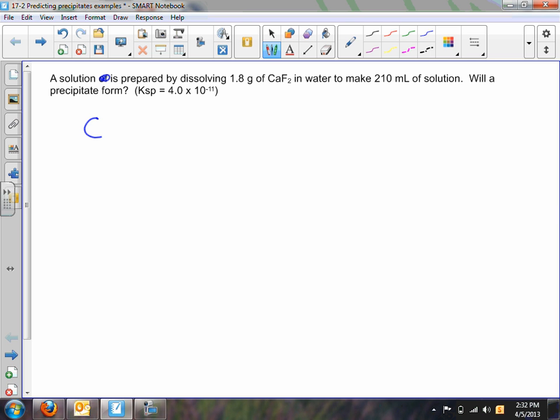You want to write down what you're given in terms of an equation. Calcium fluoride solid is going to break apart into calcium ions and fluoride ions, both of which are aqueous. Got to balance it there. The only difference is we don't know if we're at equilibrium or not. So just like last chapter, you need to solve for Q and compare that to KSP.